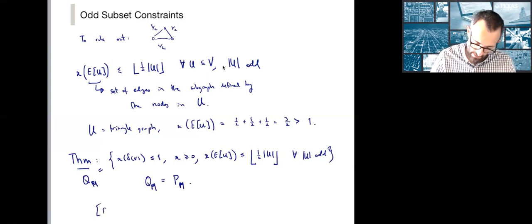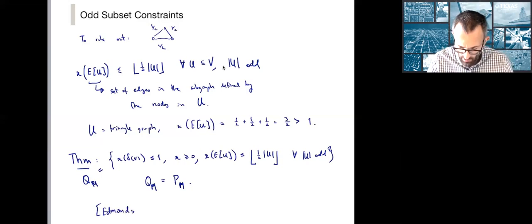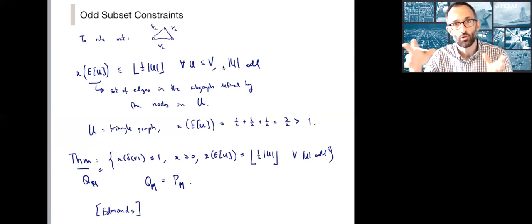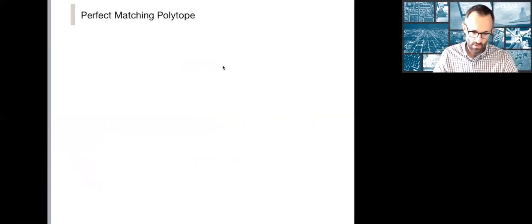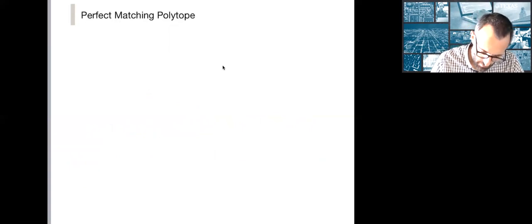And like most of the results on matching, or many of the first and important results on matching, this is a theorem due to Edmonds. We're going to prove this theorem in the next lecture using a characterization of the perfect matching polytope. So the perfect matching polytope is the following.